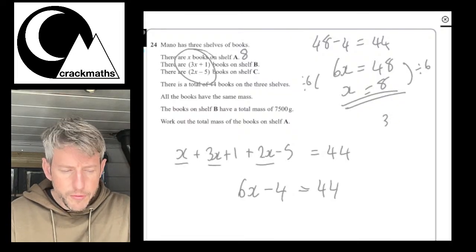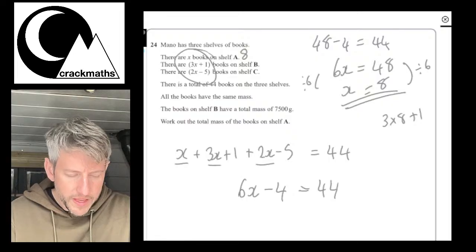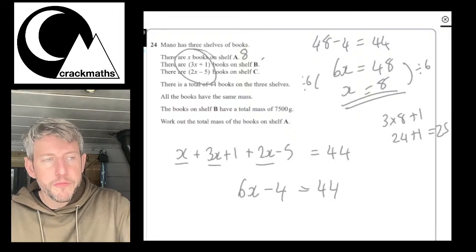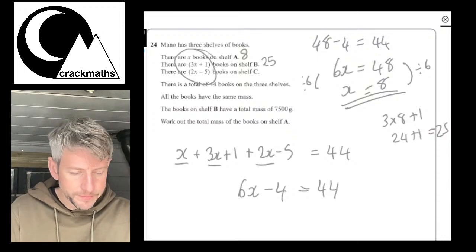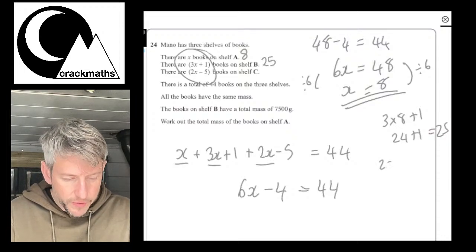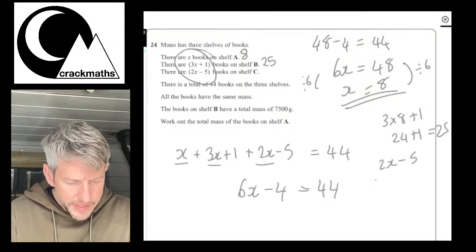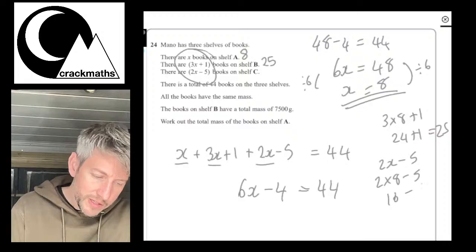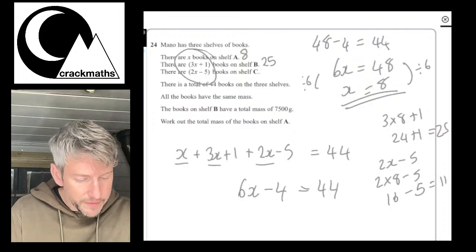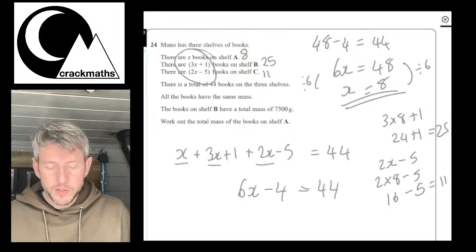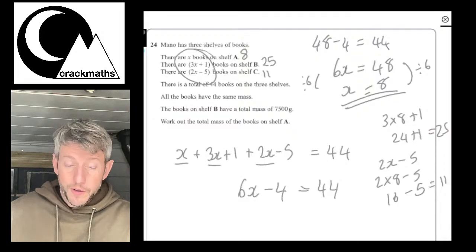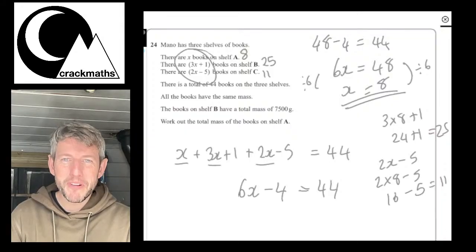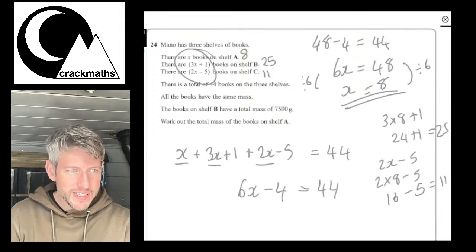3 times 8 plus 1 is 24 plus 1 equals 25. There's 25 books on shelf B. And then 2x minus 5 is going to be 2 times 8 minus 5. 2 times 8 is 16. 16 minus 5 equals 11. There's 11 books on shelf C even. Okay, and then we breathe. And then we look at the rest of this question.